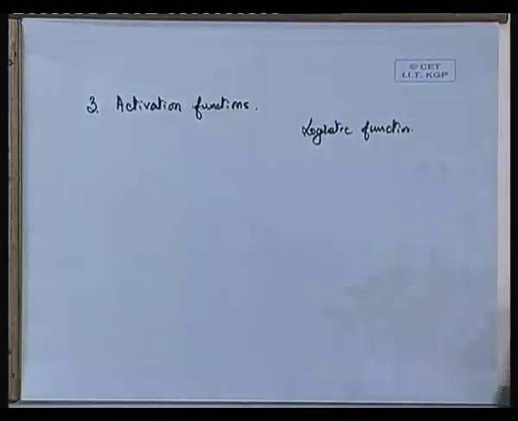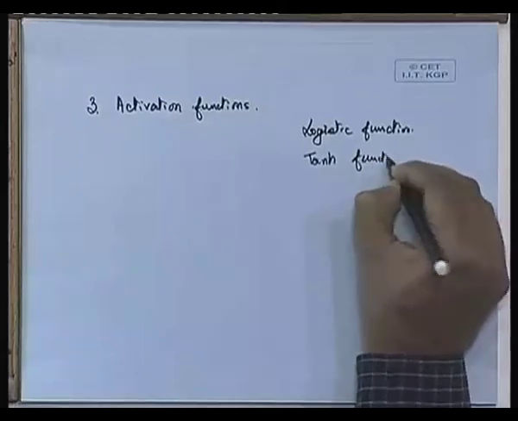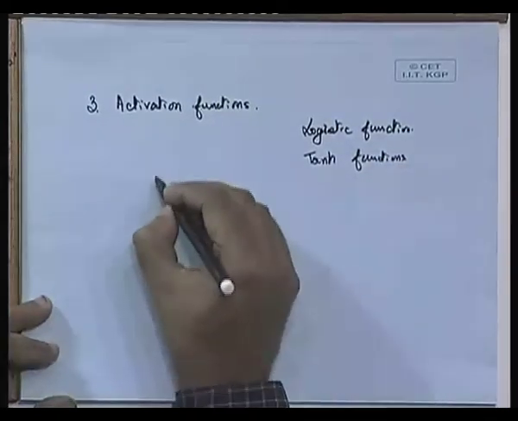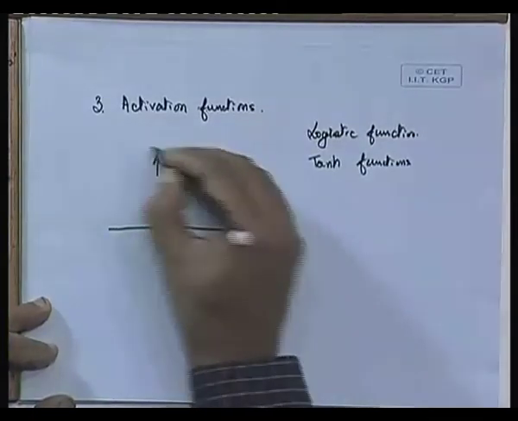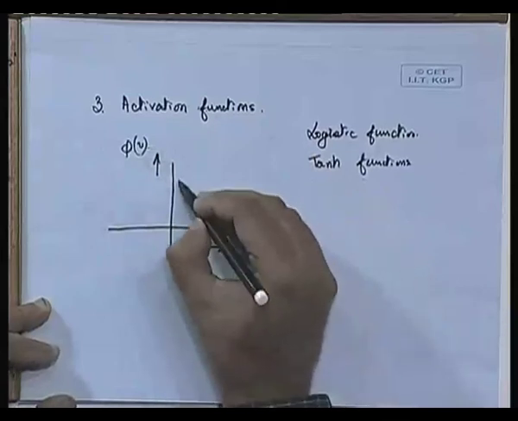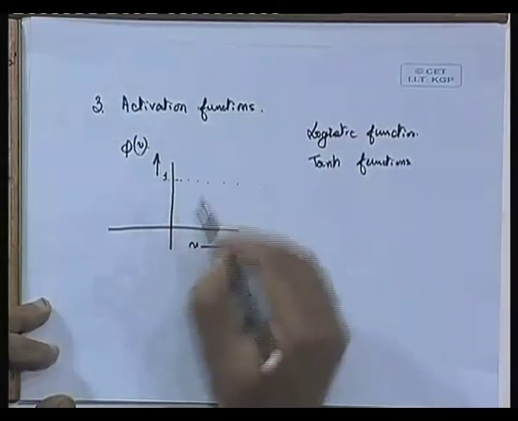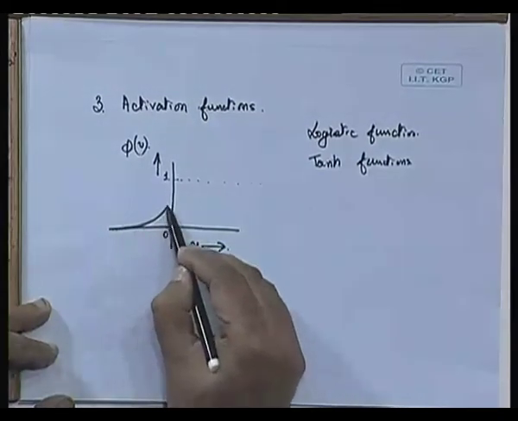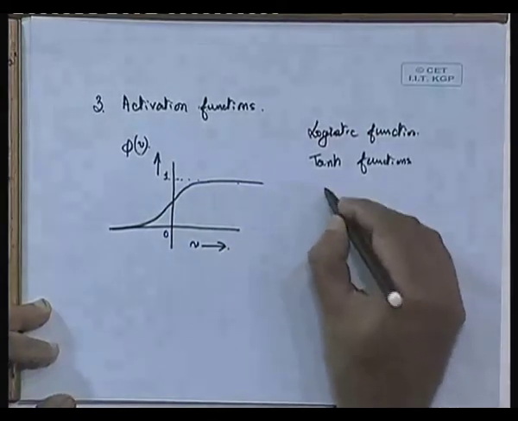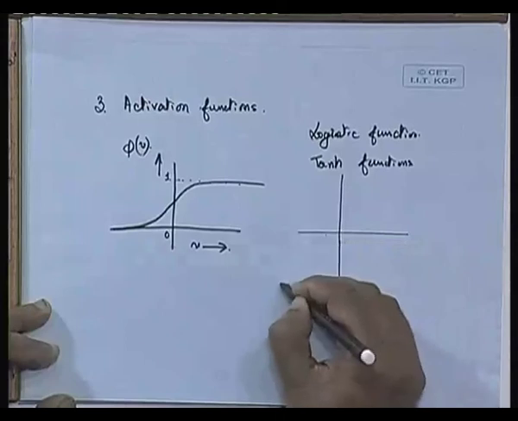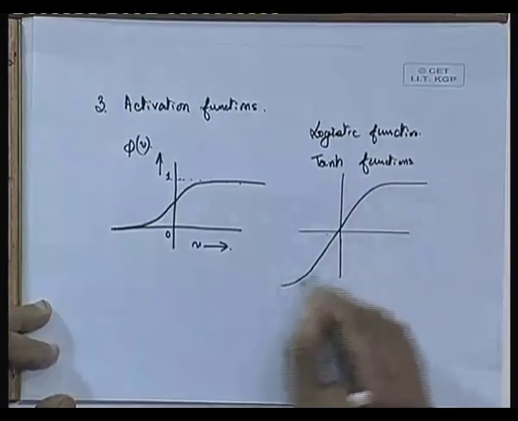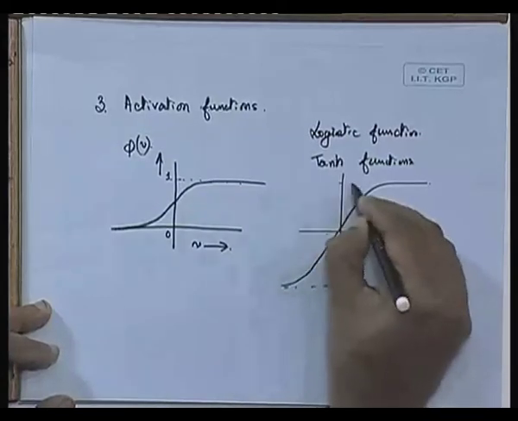That is of the form 1 by 1 plus exponential to the power minus AV. The other possibility is to use tan hyperbolic functions. If you plot the logistic function, with V on this axis and phi of V on this axis, then 1 will be the final value, and this is 0. So, you will get a function of this nature. In the case of the tan hyperbolic function, you will get a characteristic of this nature, because there it will vary from minus 1 to plus 1.